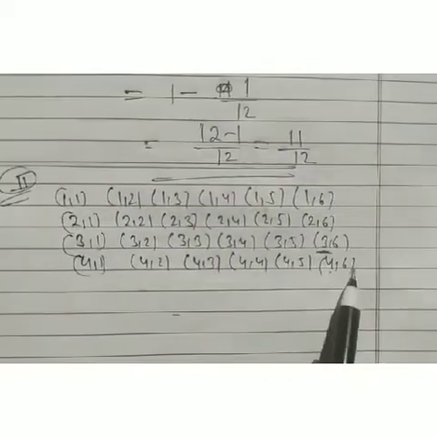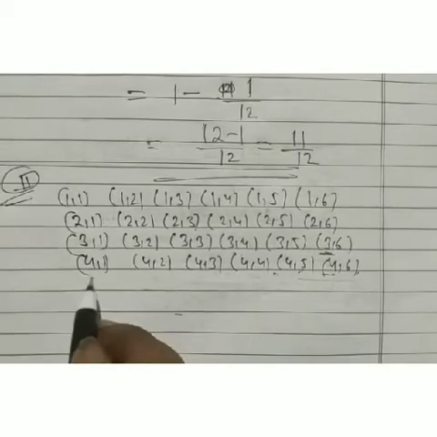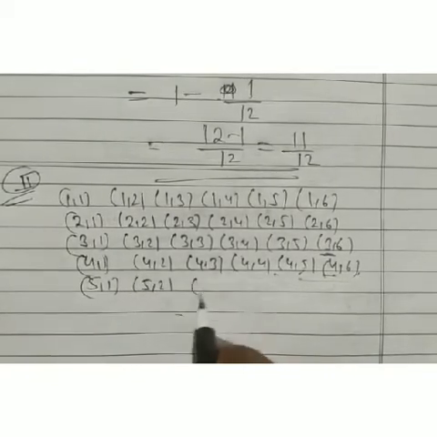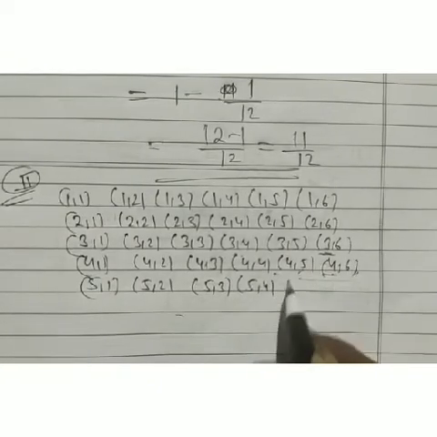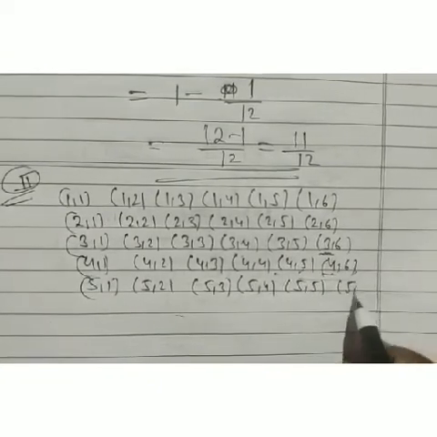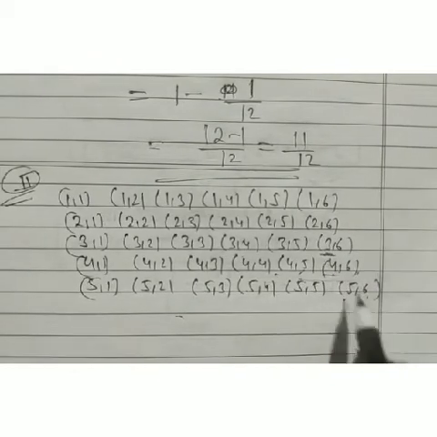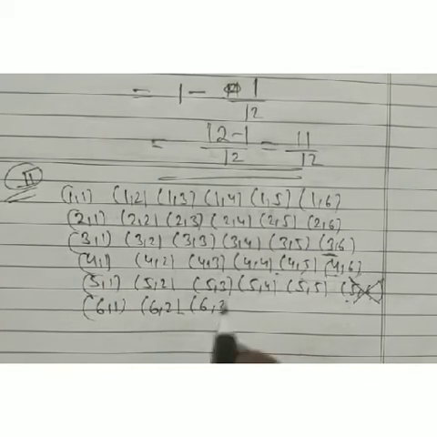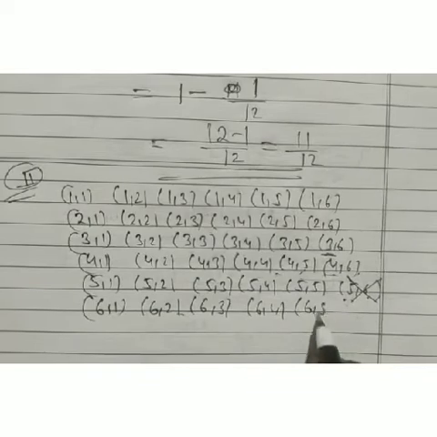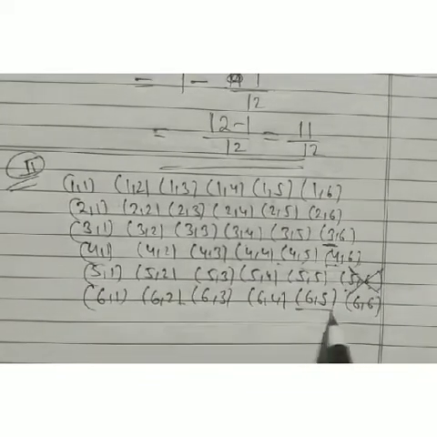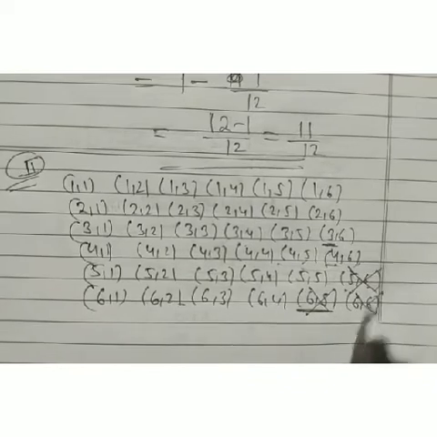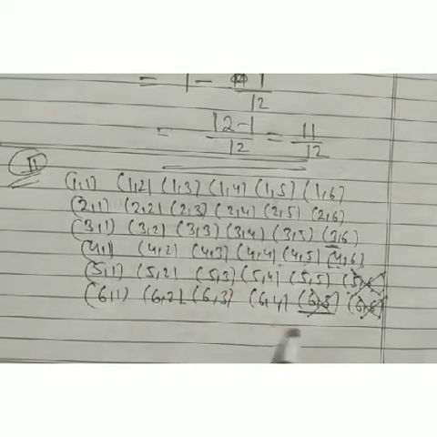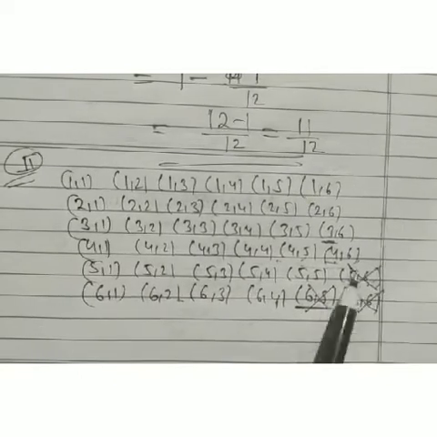Now we need pairs whose sum is less than or equal to 10, so 4 plus 6 is 10 and 4 plus 5 is 9, which are also considered. Now 5 1, 5 2, 5 3, 5 4, 5 5, 5 6. Look, 5 plus 6 is 11, we cannot take this, so cross it. 6 1, 6 2, 6 3, 6 4, 6 5, 6 6. Here the sum 11 we cannot take, and the sum 12 we cannot take either. The rest is our required favorable.